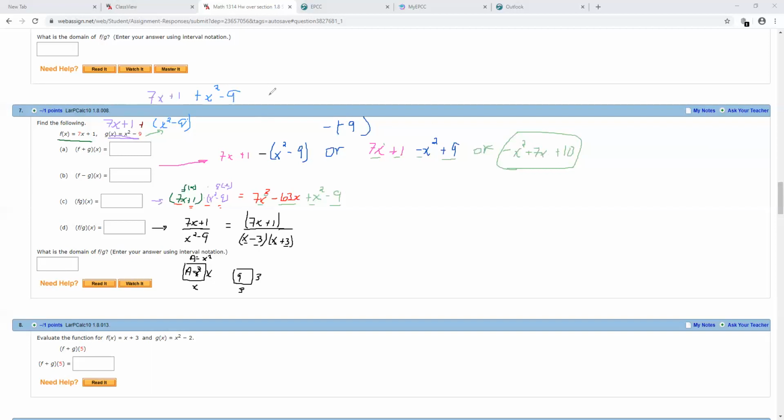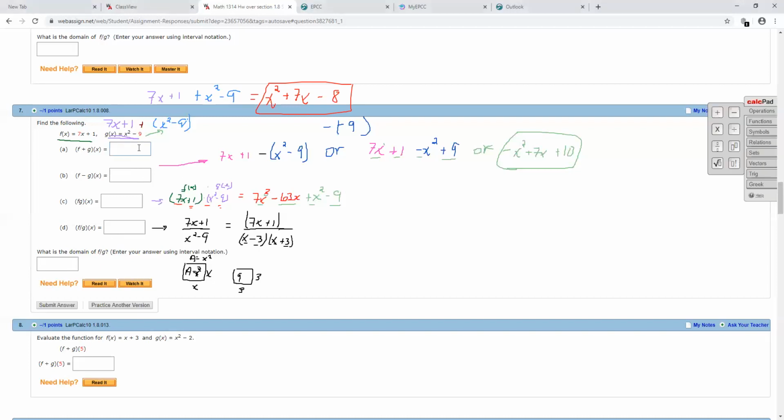So anyway, now what, William, if we write this in descending order? X squared plus 7x minus 8. Good. And now we have these 4 done. So we can input those and hopefully we have it correctly.